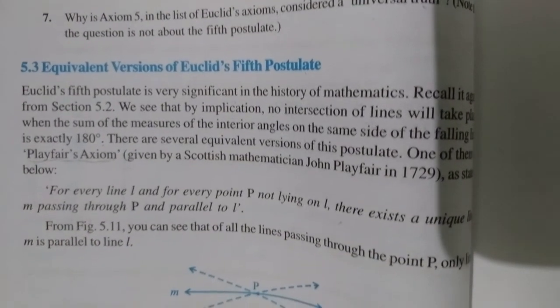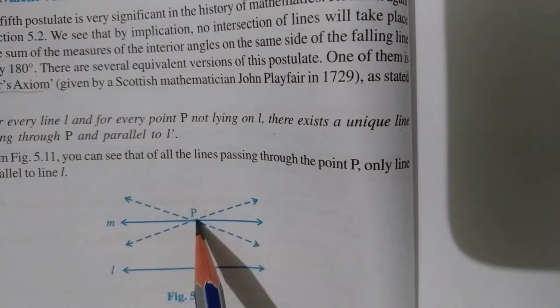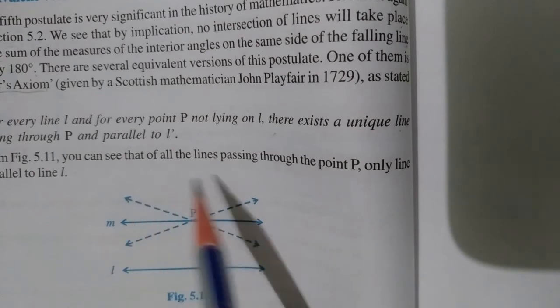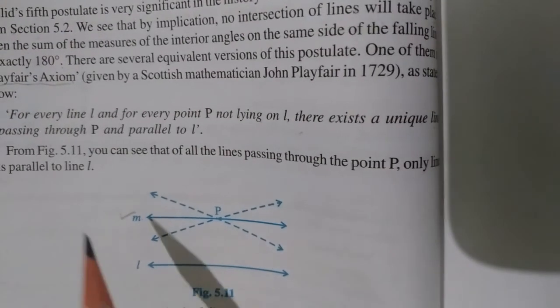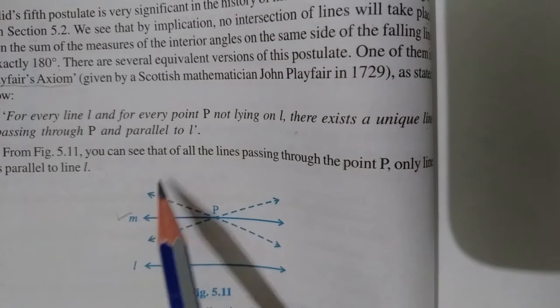Now see the diagram, children. Here one line L is given and point P is outside it. There are infinite lines, this line, and many other lines you can draw, but only this line M is parallel to L. So for every line L means all lines.